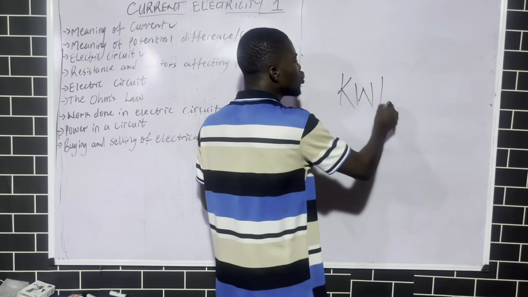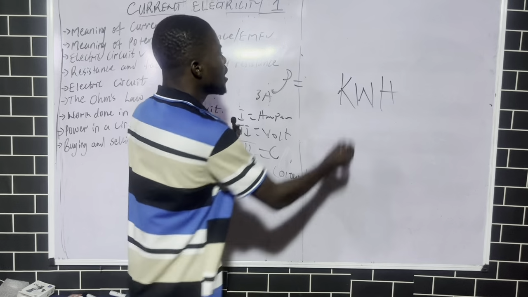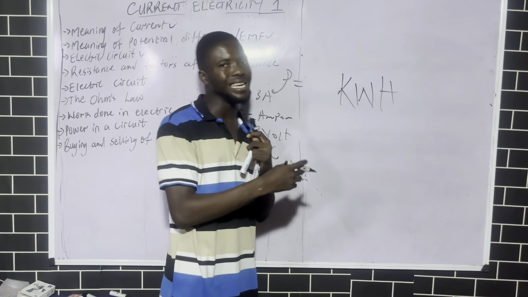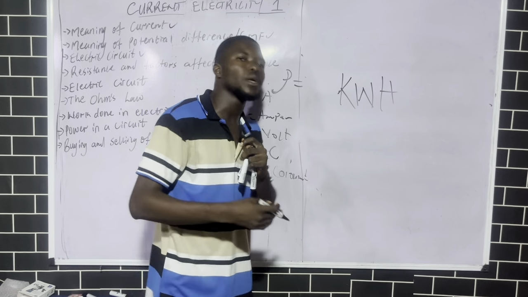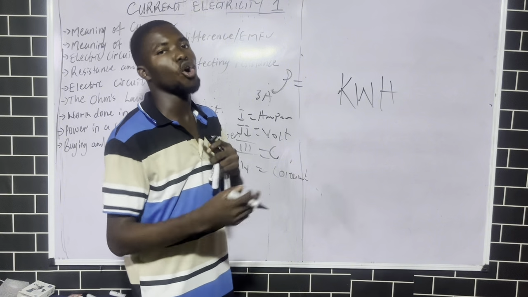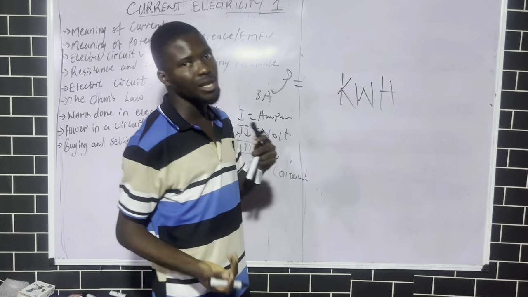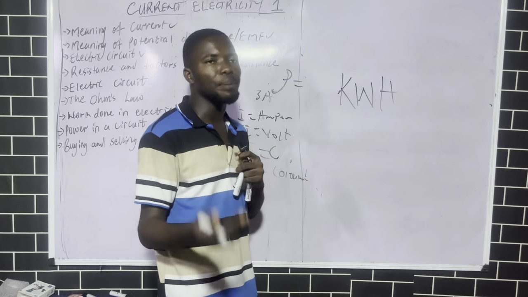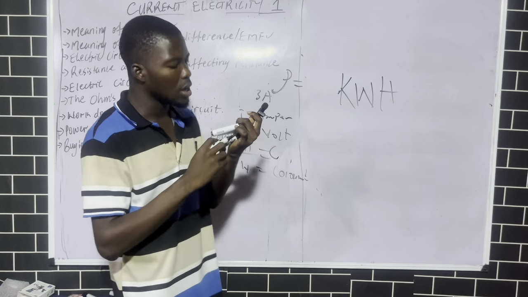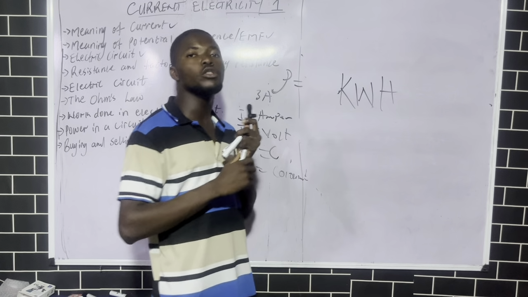The energy you use is calculated in kilowatts. Now, watt is a unit of power. We also have another unit of power, horsepower. We have joule per second, since joule is a unit of energy and power is work done over time, say joule per second. So watt is the commonest unit of power.